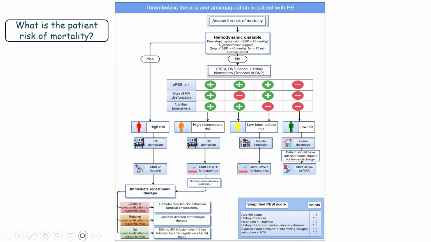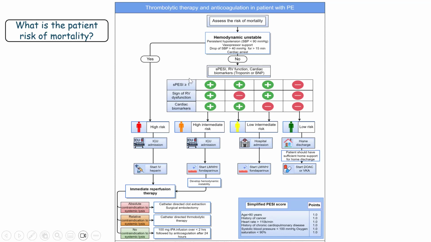But if the patient is hemodynamically stable, we need to assess three parameters. The first is the simplified pulmonary embolism severity index score, then signs of RV dysfunction, and the cardiac biomarkers. Based on these three parameters, we categorize the patient into three categories: either low risk, low intermediate risk, or high intermediate risk.